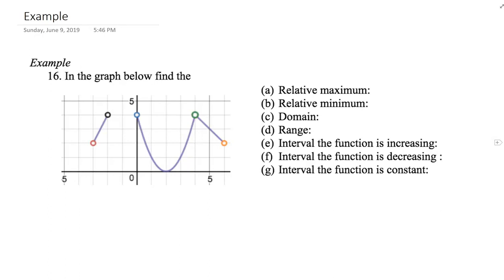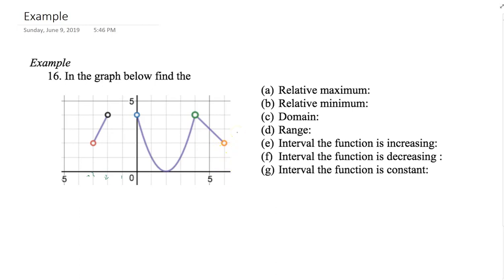Now, given a graph, many times you will be given a graph to say, okay, find the relative maximum, find the relative minimum based on this graph, right? So here we have a graph that shows an upward sloping line between x equals -3 and -2 on the interval. And then we have a parabola between x equals 0 and x equals 4, and then a downward sloping line from x equals 4 to x equals 6.